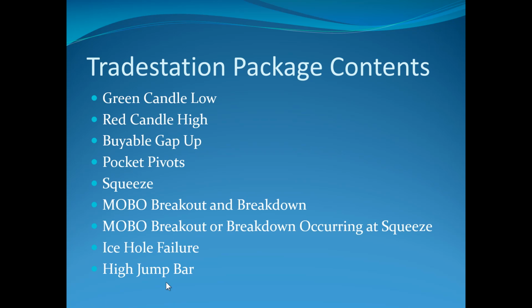The package that I'm offering for sale includes failed new lows, which is a green candle low, failed new highs, which is a red candle high, Bible gap ups, pocket pivots, squeeze, mobile breakouts and breakdowns, mobile breakouts or breakdowns occurring at a squeeze, ice hole failure, and the high jump bar. I probably won't talk about ice hole failure again.